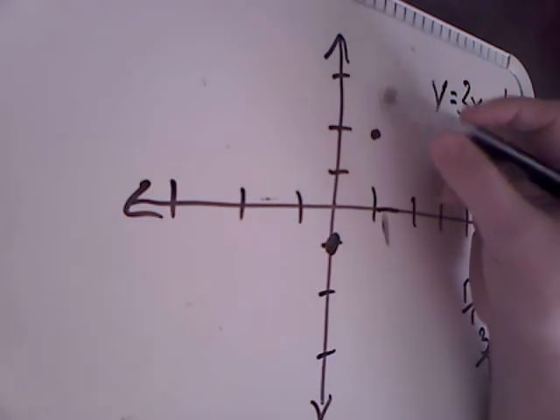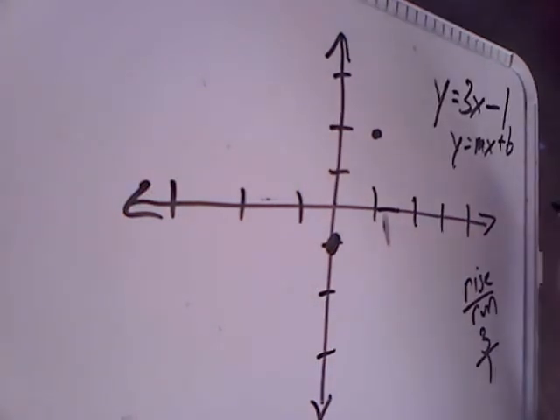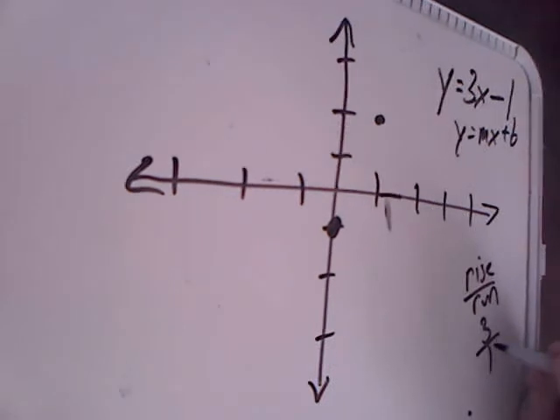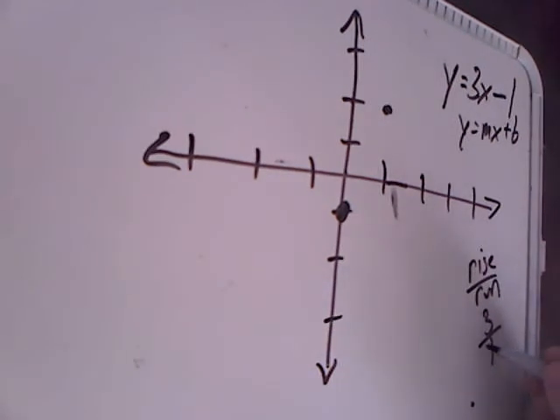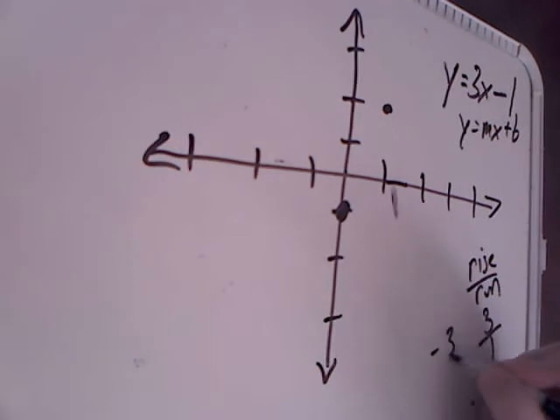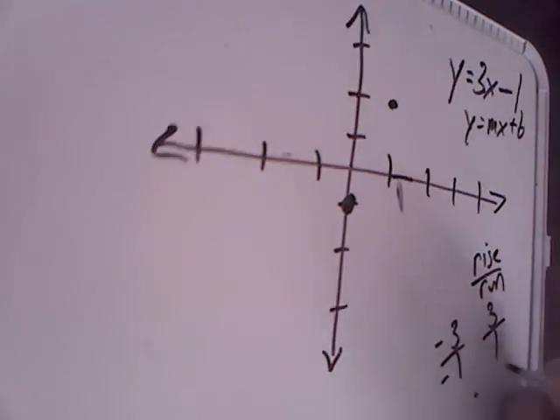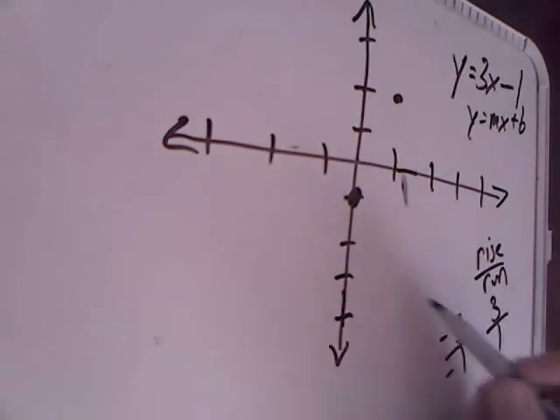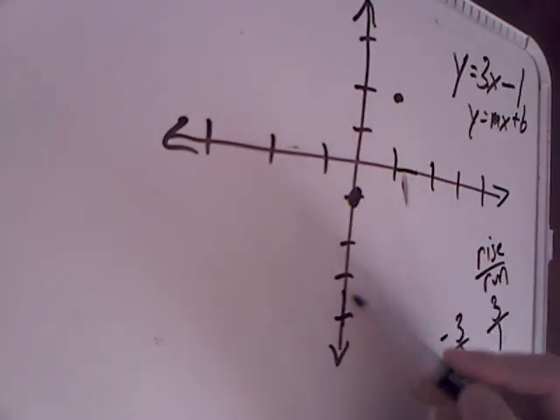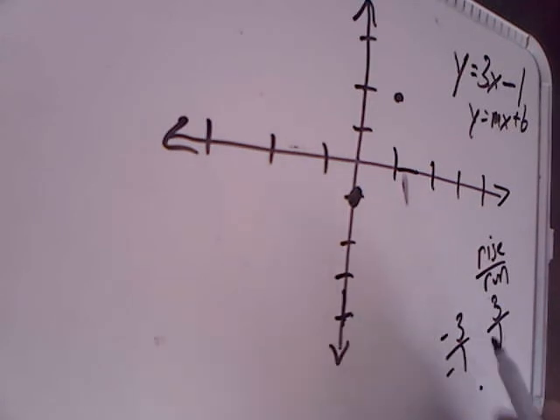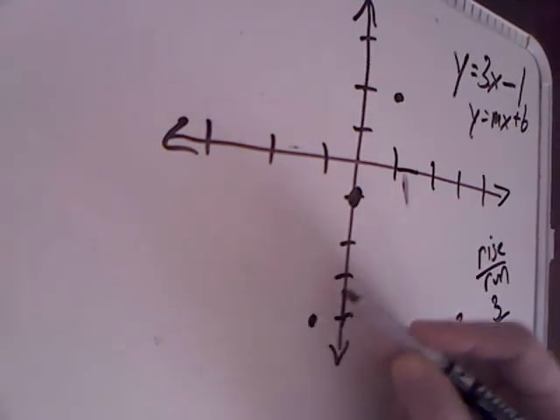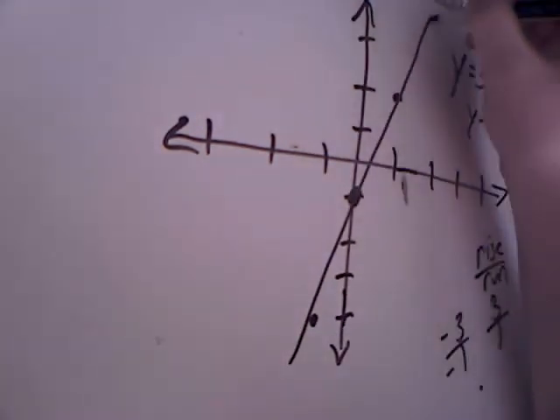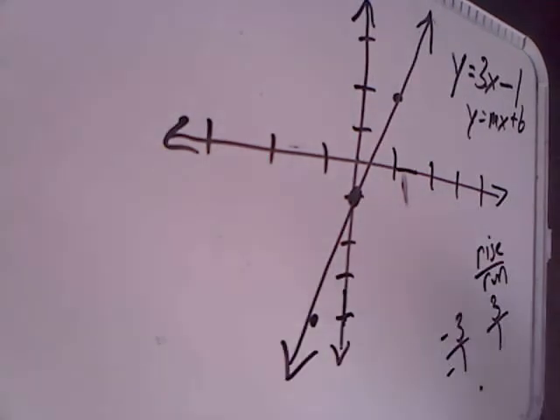I don't have enough room to jump 3 again, so what I'm going to do instead is do this backwards. I'm going to reverse the signs on this. Because this was 3 over 1, I can look at it as -3 over -1, which means I can fall 3, 1, 2, 3, and I can run backward 1, and I will still have the same line.